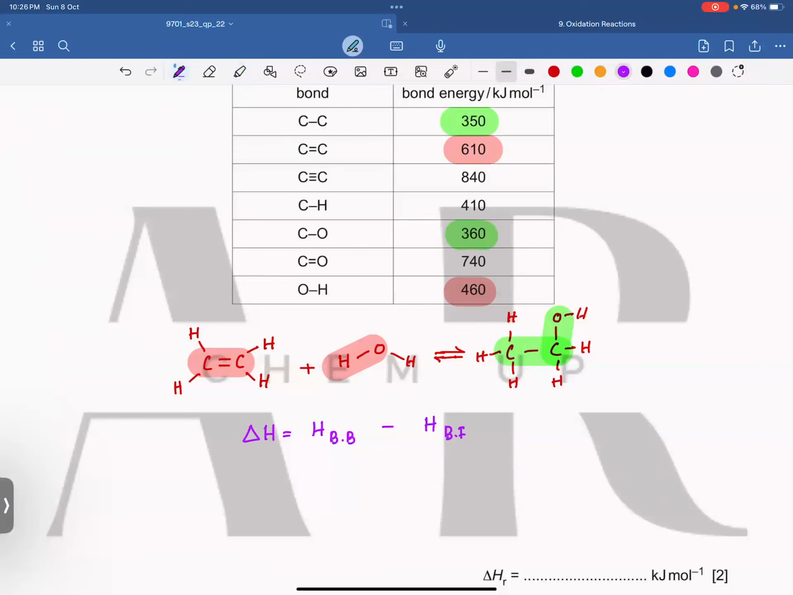Now we have to take the values. So the bonds broken: one is 610, the other is 460. So we will add them. The bonds formed: one has a bond energy of 350 and the other has a bond energy of 360. Add them. So 1190 kilojoules per mole is the bond energy for bonds which are broken, and 710 is the bond energy for the bonds which are formed.